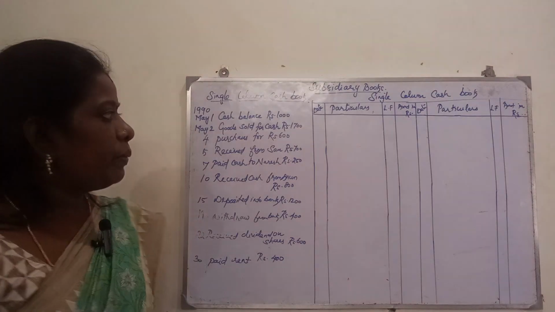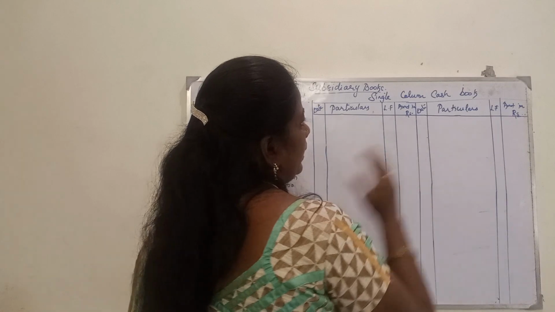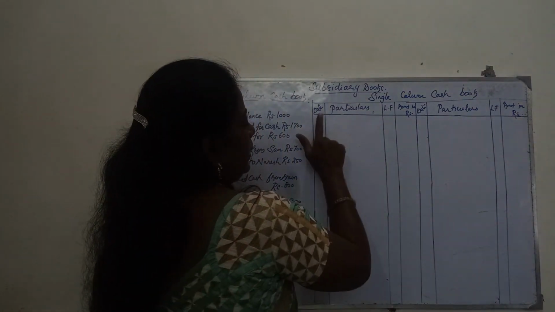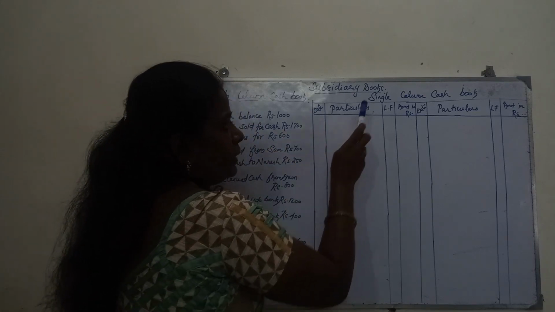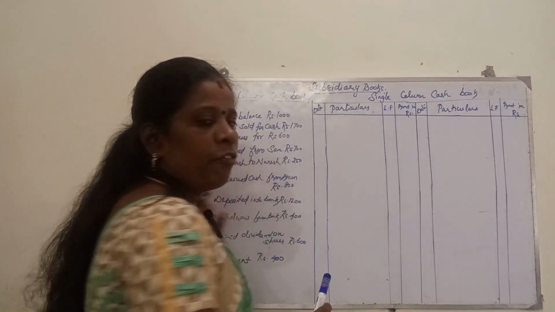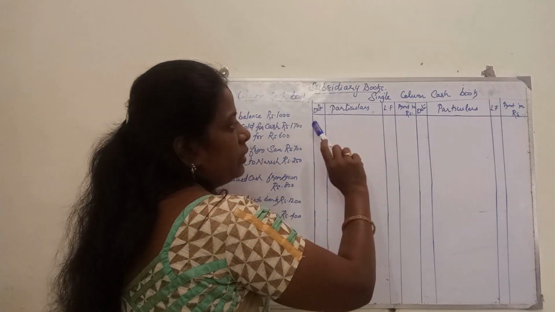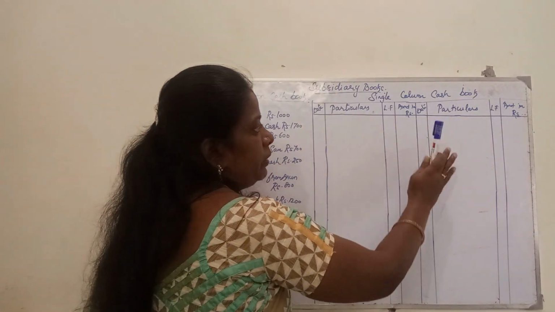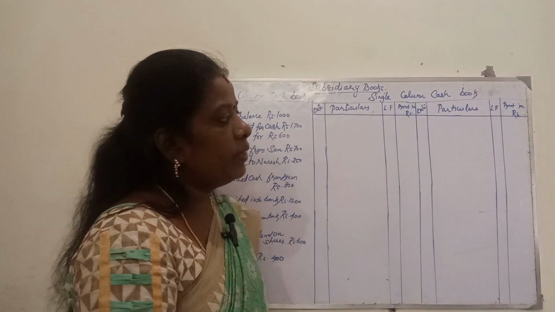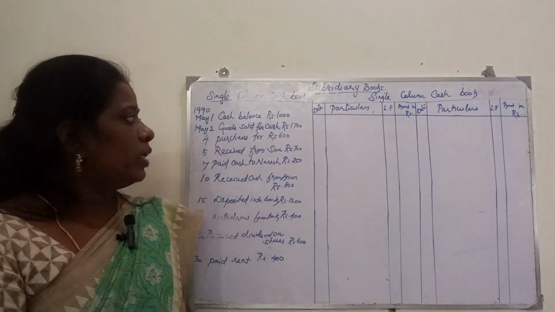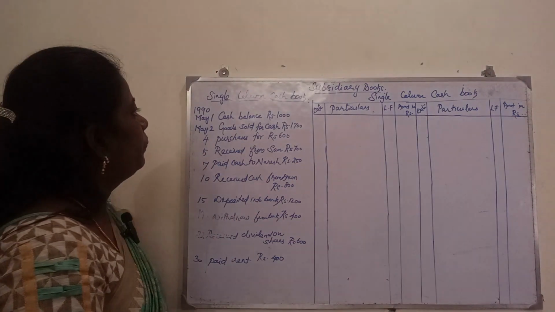So first we learn the format. The single column cash book is divided into debit side and credit side. On the debit side, we have to mention the date of the transaction, particulars, which is what the transaction is, LF, which means ledger folio number, and amount, which is the amount of the cash transaction. Same on the credit side, the columns are date, particulars, LF, and amount. So now let's see how to prepare the single column cash book.